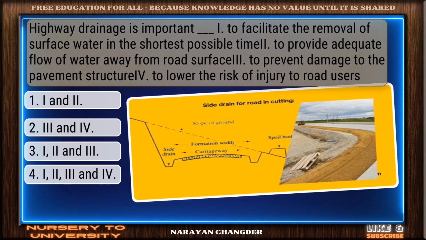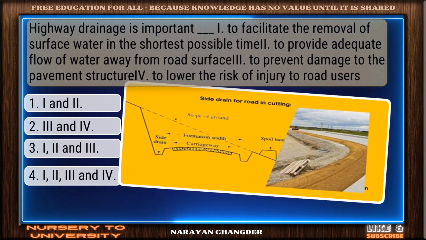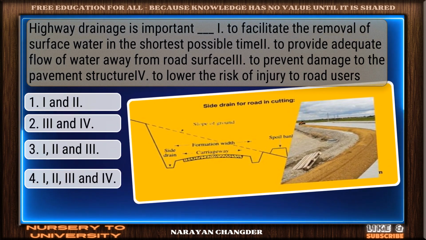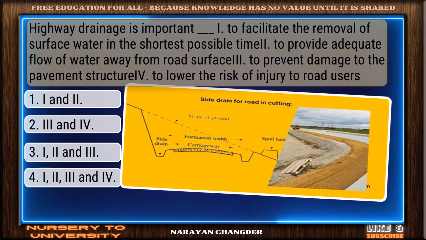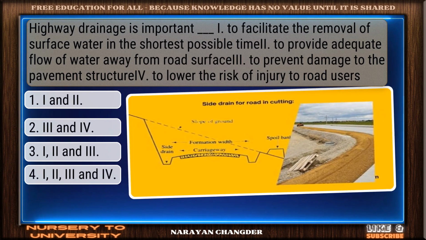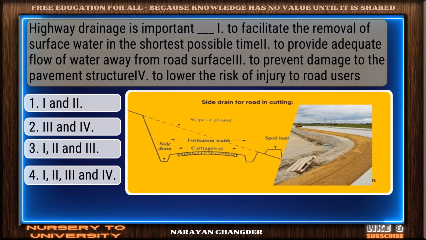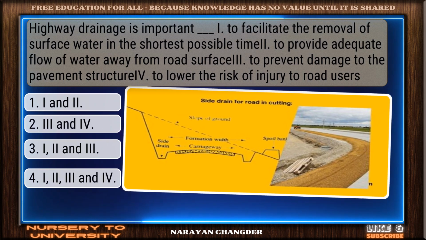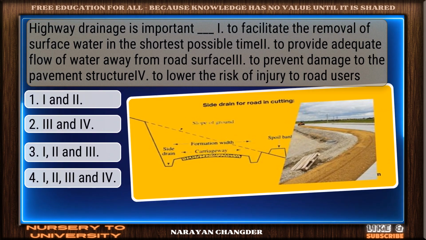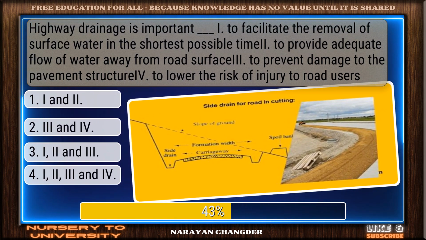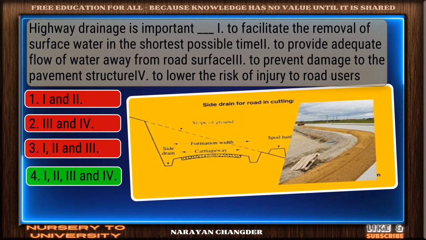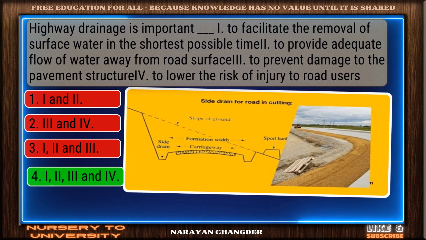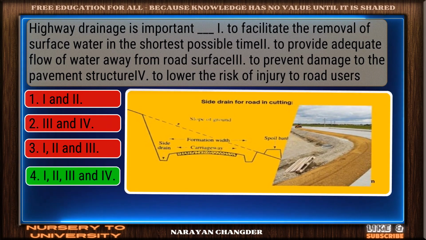Highway drainage is important to facilitate the removal of surface water in the shortest possible time, to provide adequate flow of water away from the road surface, to prevent damage to the pavement structure, and to lower the risk of injury to road users. Smart pick. IEEE and AV is the correct choice.